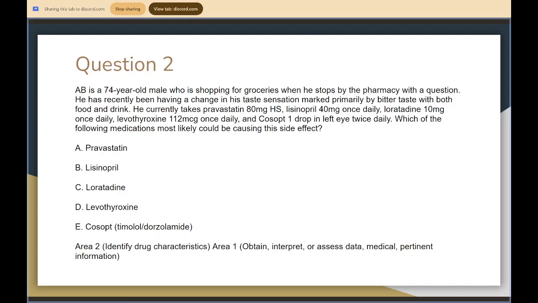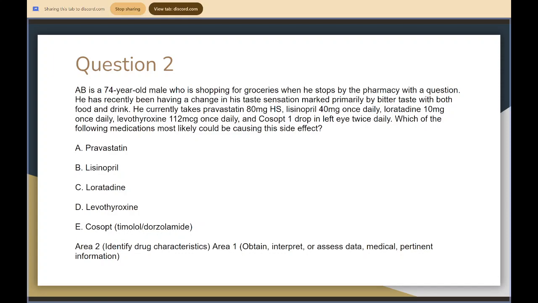So this is an area 1 and 2 question. We're going to be identifying drug characteristics as well as obtaining and interpreting data. AB is a 74-year-old male who is shopping for groceries when he stops by the pharmacy with a question. If you've been a grad intern, I'm sure these are one of your favorite consults. He has recently been having a change in his taste sensation marked primarily by bitter taste with both food and drink.